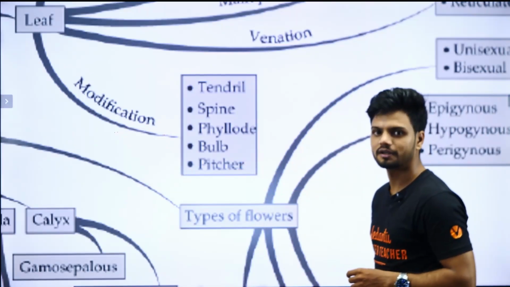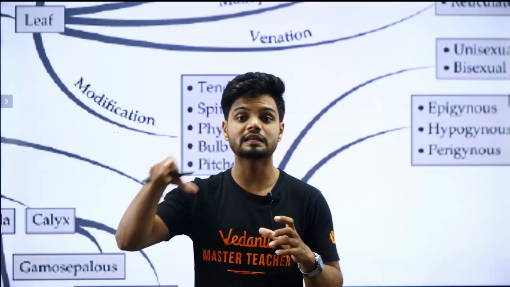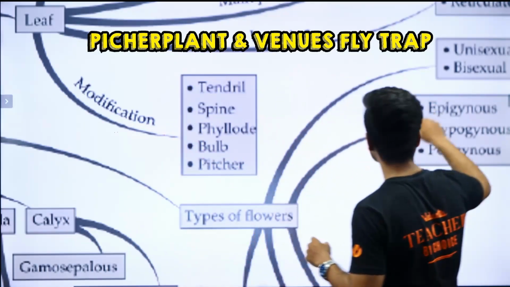Then we have pitcher plant, that is a leaf can become deadly. That is, a particular leaf modification helps in killing insects. Example, pitcher plant and Venus flytrap. That is the end of leaf.